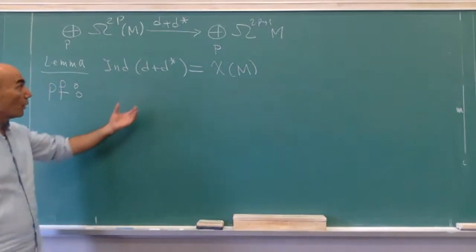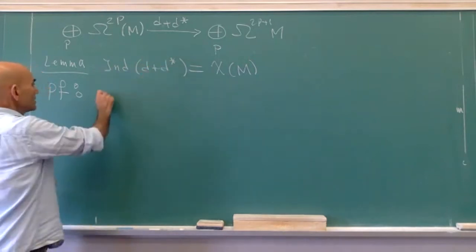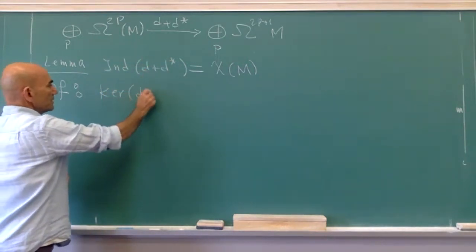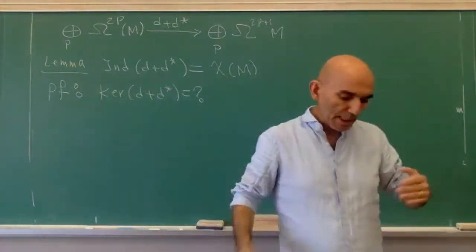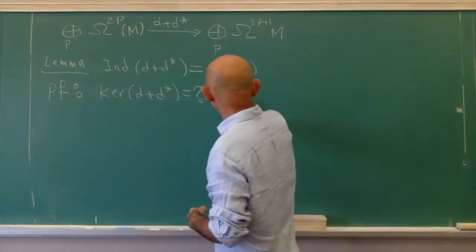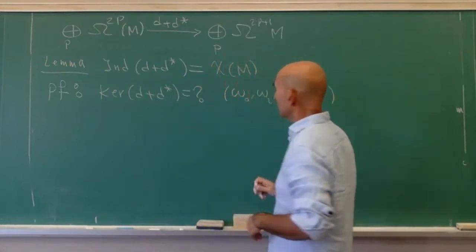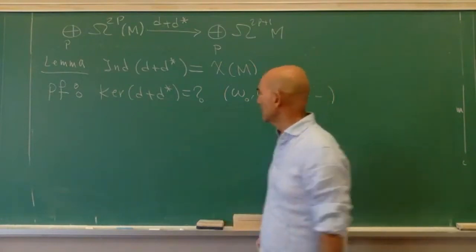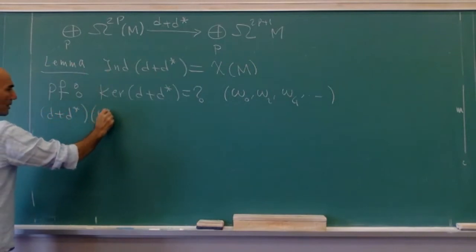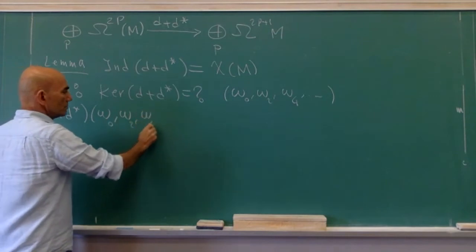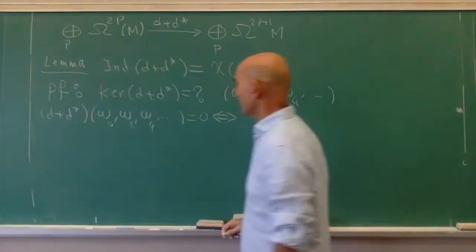So what is, for example, the kernel of this operator, going from there to there? What is the kernel of d plus d star? The kernel is going to be a sequence of forms like this: omega 0, omega 2, omega 4, and so on, that's killed by d plus d star. So if you apply d plus d star to this, we get 0.